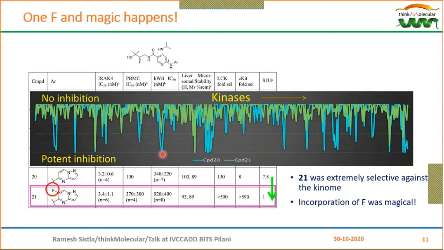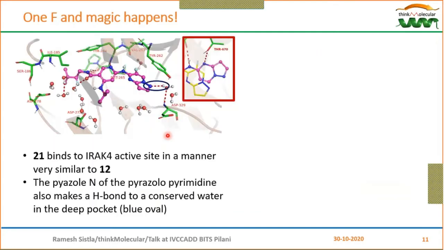In this case, 20 is represented by the cyan line, which is obviously the bad guy, which is falling down so often. But the compound 21 is actually not falling down that often. This is again representing that this compound had a great selectivity. Now, why was it so?